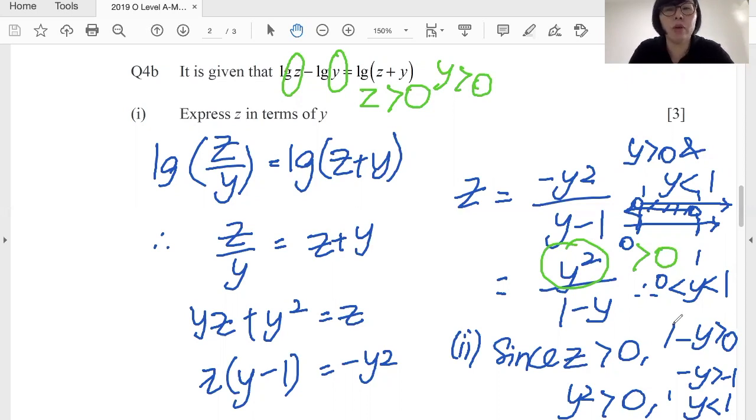Not a very straightforward question, but definitely testing you on your application skill, your understanding of the logarithm function, the conditions that define a logarithm function, as well as your inequality concept.